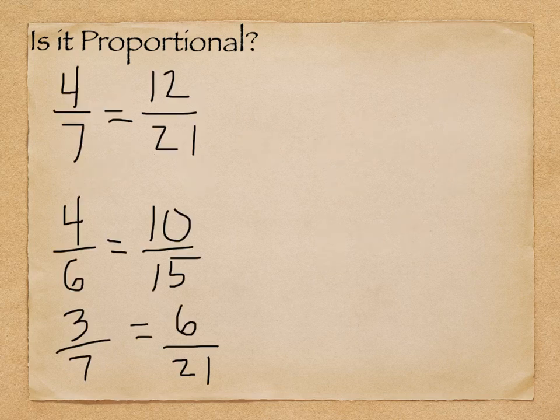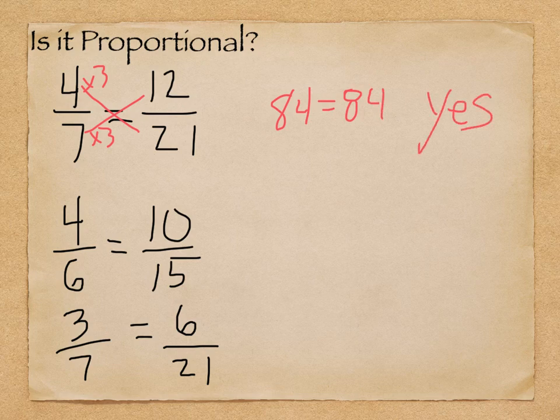So let's test out 3 potential proportions here and see if in fact they are. The first one, there is a scale factor of 3 going across the top and bottom, which makes this a proportion. Or 4 times 21 is 84, and 7 times 12 is also 84. So yes, this is proportional. 2 ways prove this. The second example, I can't see quite exactly what the scale factor is going across the top, going across the bottom, but through the cross products method, I can see that 6 times 10 is 60, and so is 4 times 15. So I know that yes, that is a proportion as well.